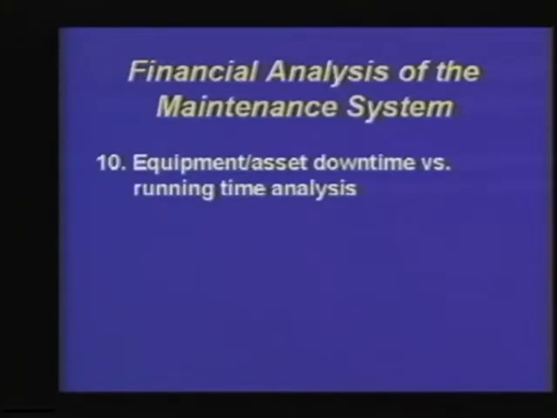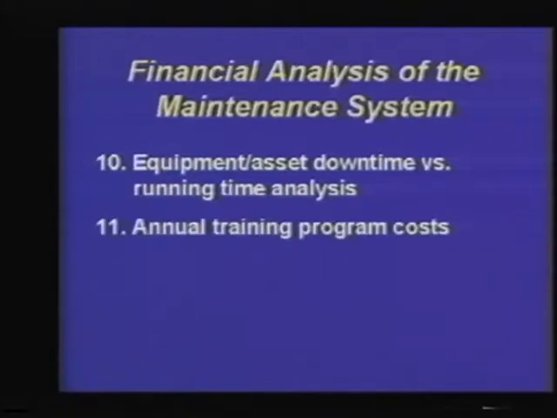Continuing on page number 2, we have item number 10, which is the equipment downtime versus the running time. Item 11 would be annual training costs for the entire maintenance organization, but those could be further defined: training for planning and scheduling, training for inventory management, purchasing management, also for the storeroom, and training for the various craft personnel and other types of training costs such as machine operator training and so forth.